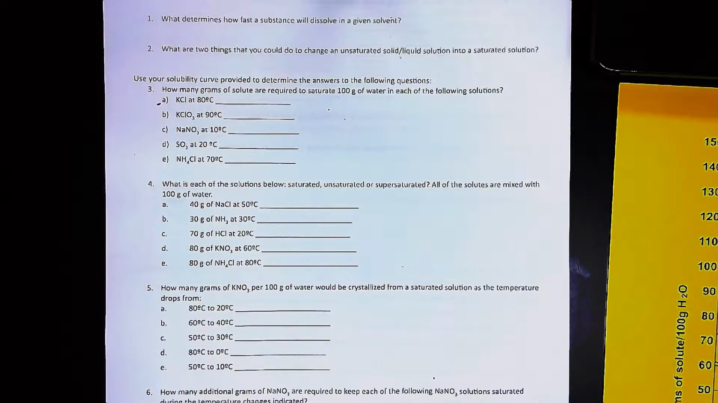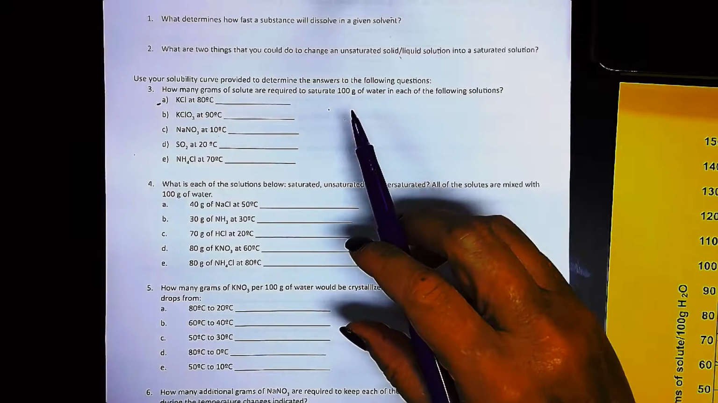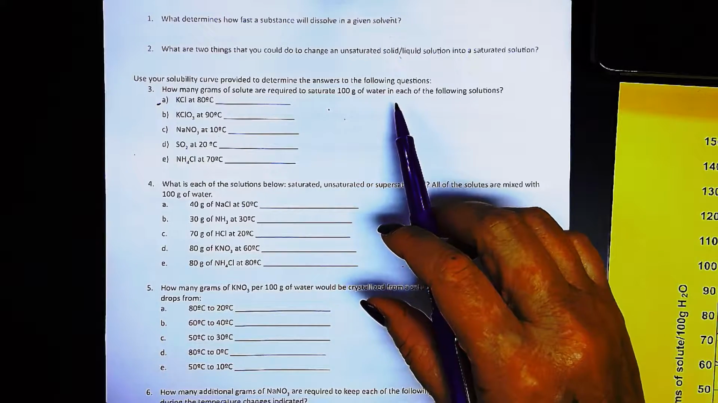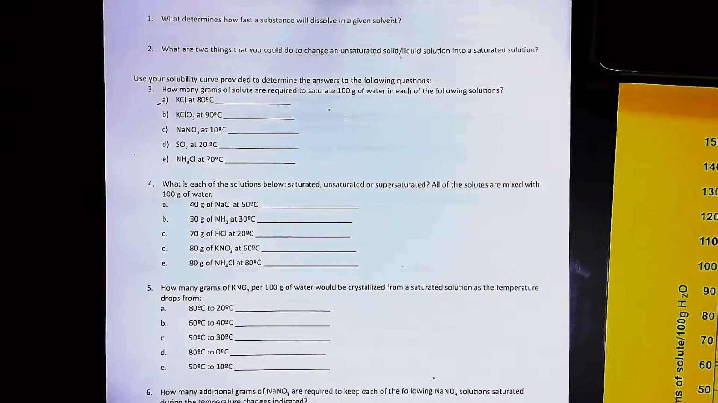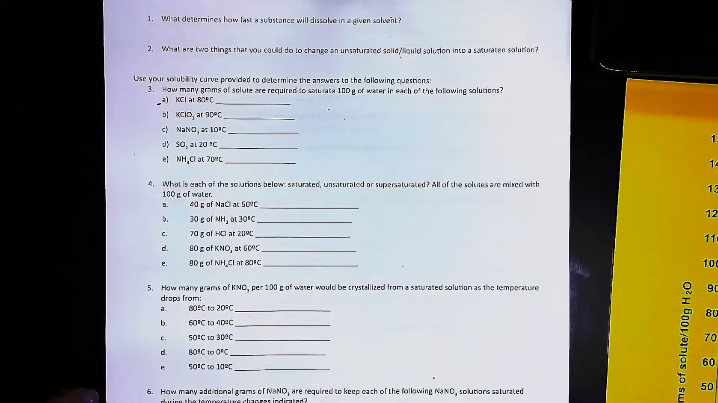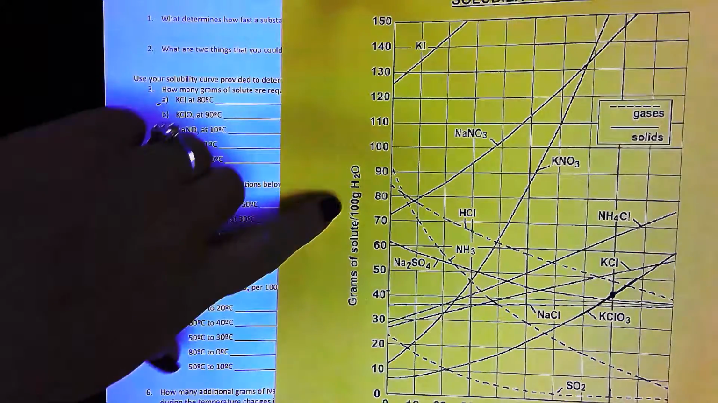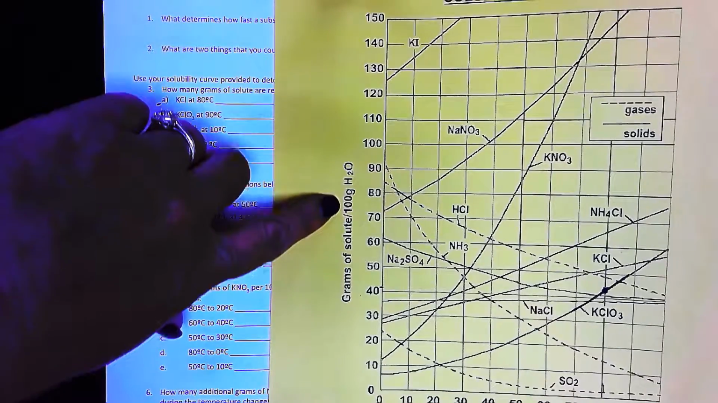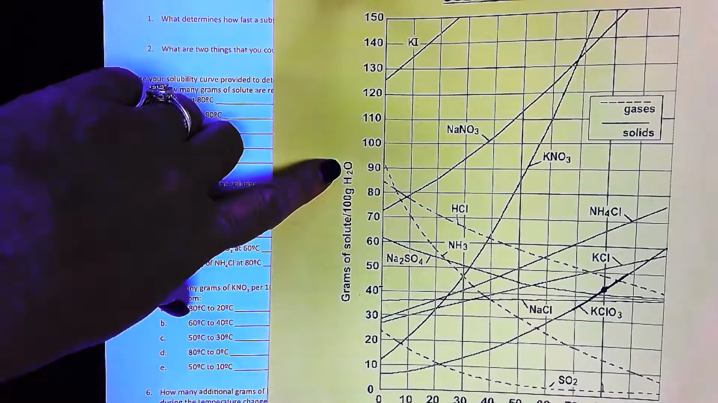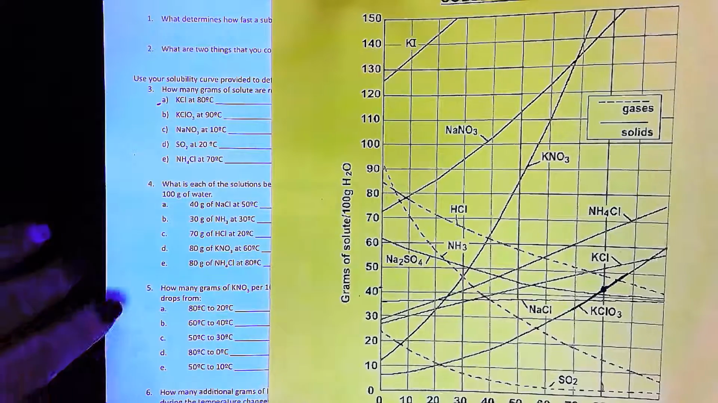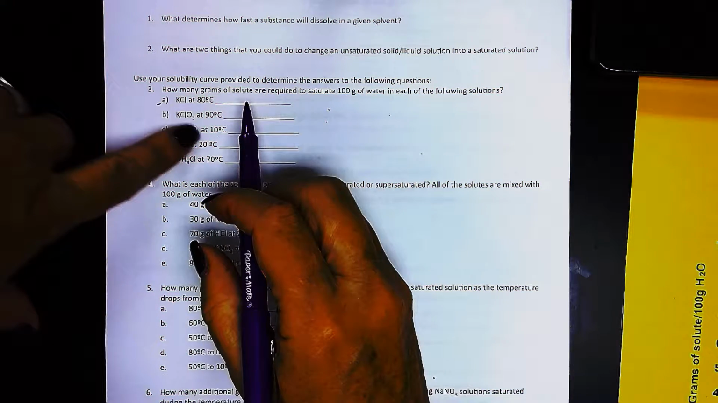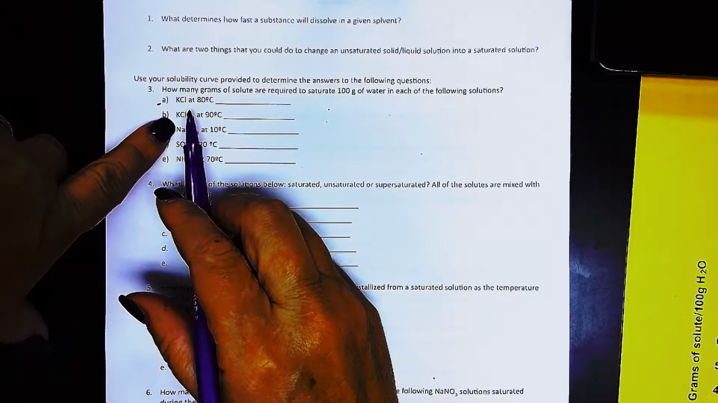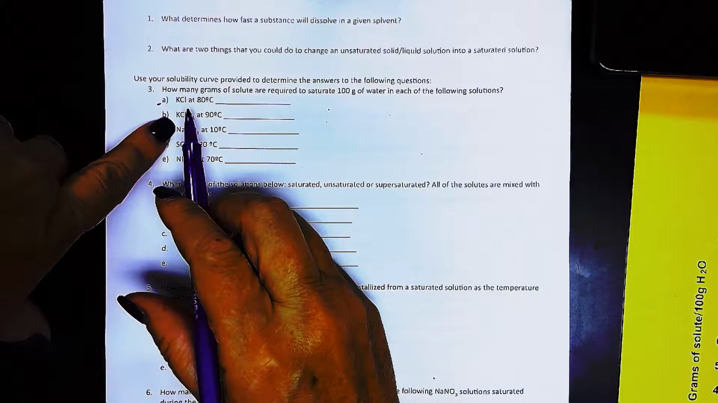I'm going to do number 3A. Number 3A says, how many grams of solute are required to saturate 100 grams of water in each of the following solutions? One thing that we want to make sure that we recognize is that when a problem says it's in 100 grams of water, that's what our graph is. That's the units of our graph. So we're asking how many grams are required in these conditions.